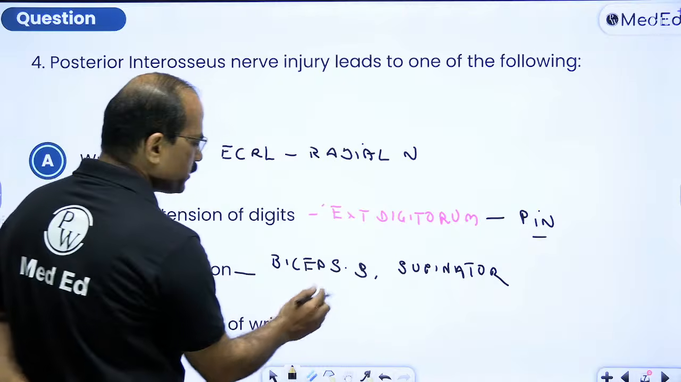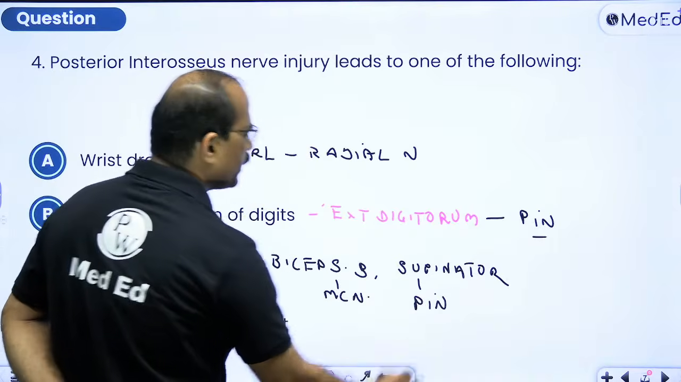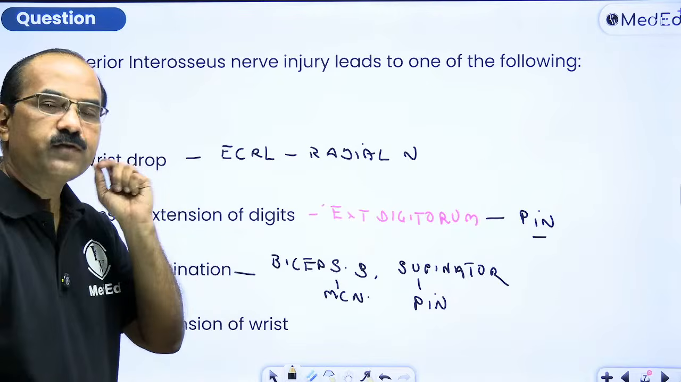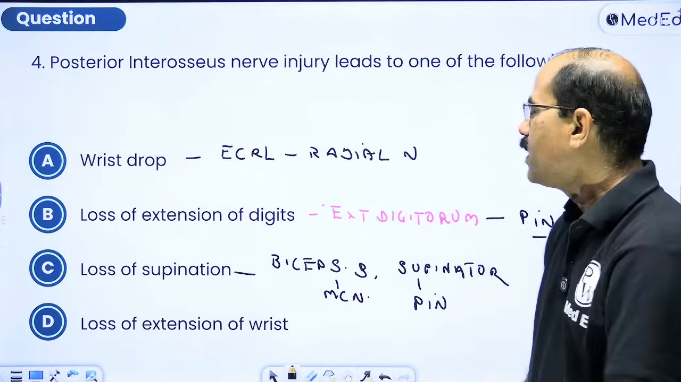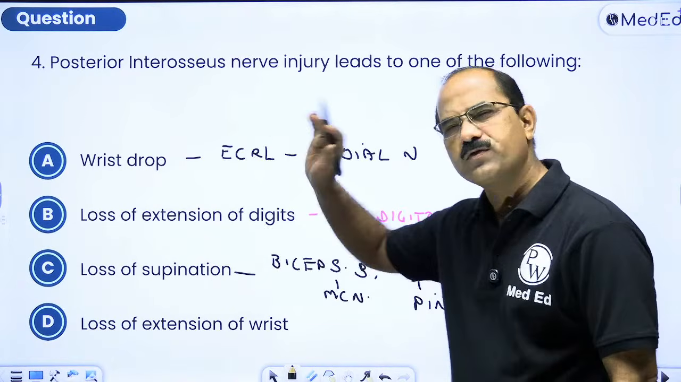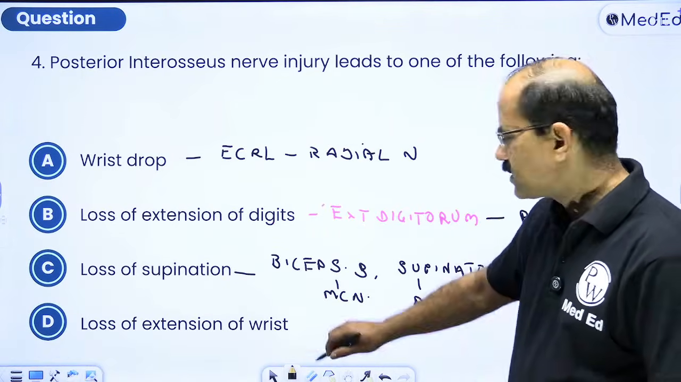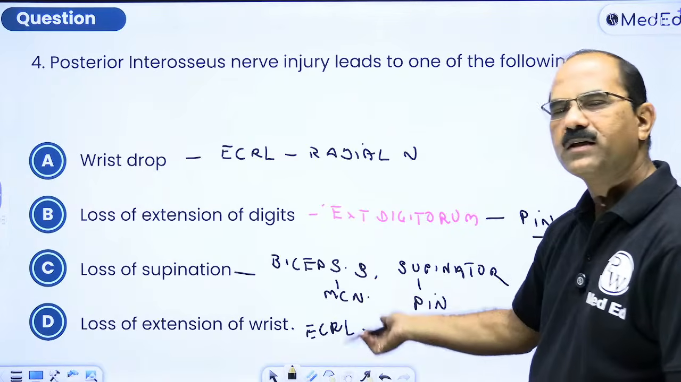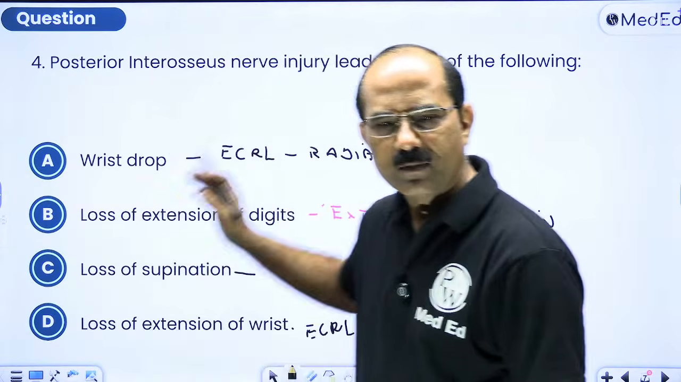What is the nerve supply of biceps brachii? Biceps brachii is supplied by the musculocutaneous nerve, and supinator is supplied by the posterior interosseous nerve. So if the posterior interosseous nerve is damaged, supination is not completely lost. Why? Because biceps brachii is intact; biceps is supplied by the musculocutaneous nerve, so loss of supination will not be there completely. थोड़ा सा loss होगा. Loss of extension of wrist is done by ECRL, and who supplies this? The radial nerve. Fine. Is this clear? बच्चों समझ में आ रही है?